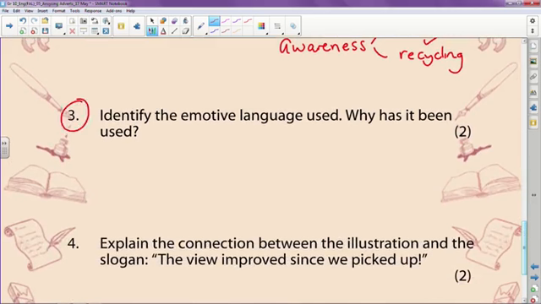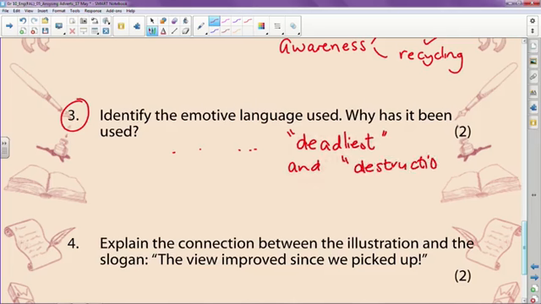Identify the emotive language used and why it has been used. So you would begin, "The emotive language used in this advert," and then you would put in inverted commas because you're quoting. So we'd have the word "deadliest," and we would also have the word "destruction." Okay, powerful words. And why have they been used? Again, probably to emphasize the potential harm that litter can do.